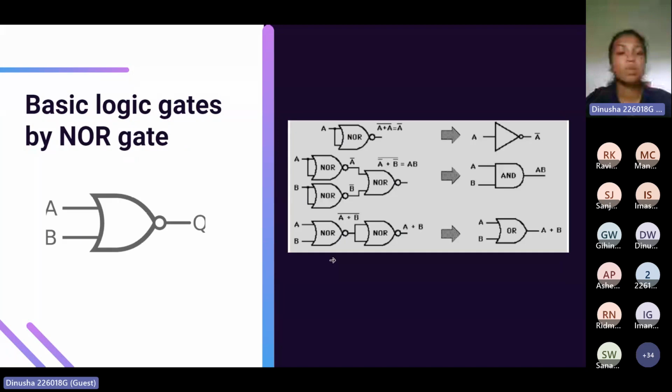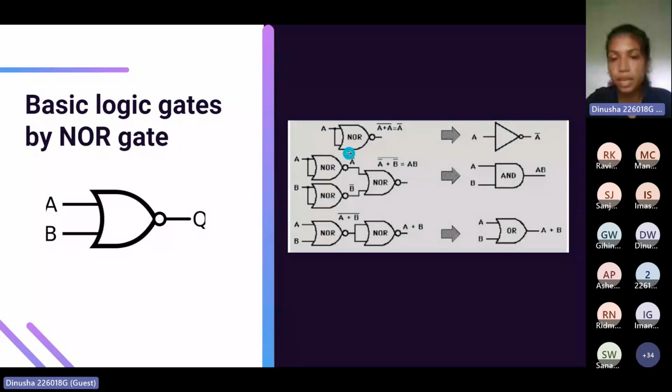Basic logic gates by NOR gate. In here, as earlier, we can make the NOT gate from a NOR gate by connecting both inputs together. And in here, we can make the OR gate from the NOR gate like previously. We can connect the NOT gate which is made from the NOR gate to the NOR gate, and it gives us the inverse of the NOR gate, and we can get the OR gate.